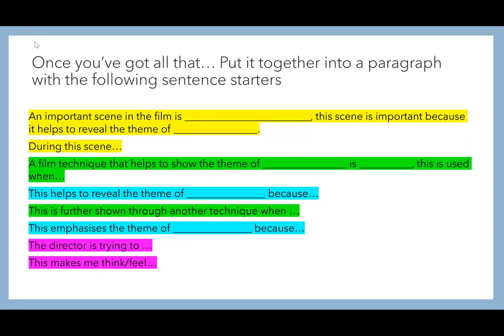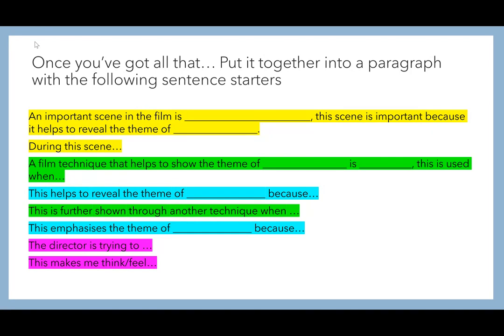A film technique that helps to show the theme of blank is blank. So the theme is whatever your theme is. The second blank is the film technique, so dialogue, close-up, whatever. This is used when, and you describe how it's used. So you provide the dialogue, you say when he said it and who said it and that sort of thing, or you describe the shot that's used. You want to describe a shot with such perfect detail that someone who hadn't seen the film could picture it. Someone who had seen the film goes, oh yeah, I remember that. This helps to reveal the theme of whatever your theme is, because, and then you explain it.